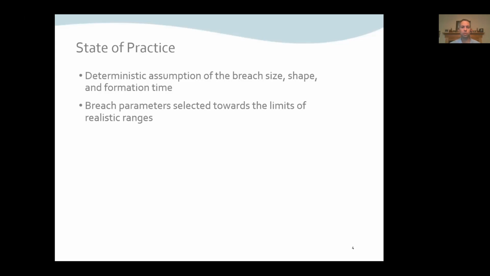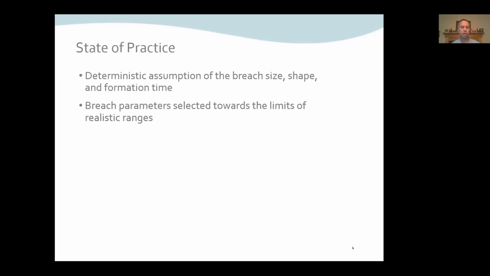Breach parameters in this case are typically selected towards the extremes or the limits of realistic ranges. And the reason we do this is because we want to acknowledge the uncertainty, not quantify it, by using conservative assumptions. So a conservative breach width might be, say, the widest breach width you can ever imagine. Maybe the entire dam comes out.